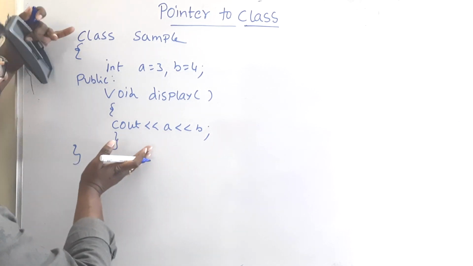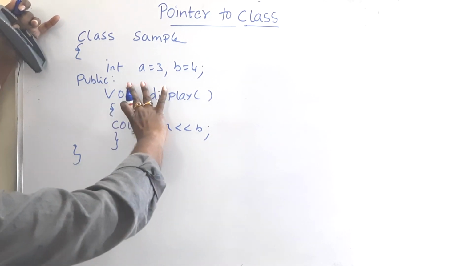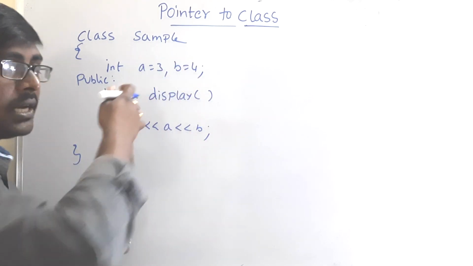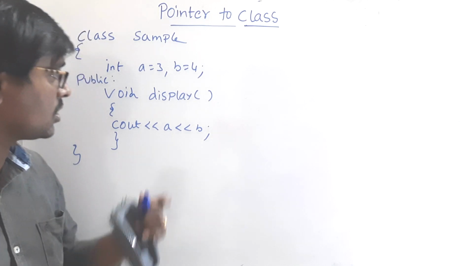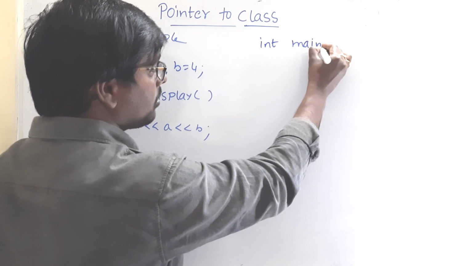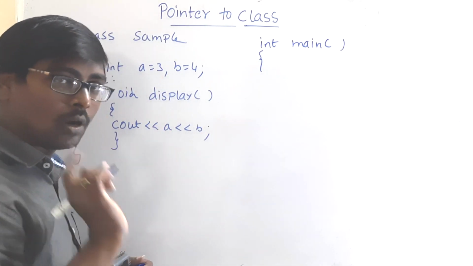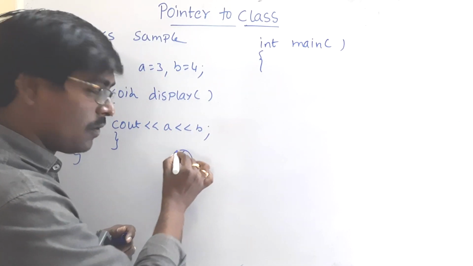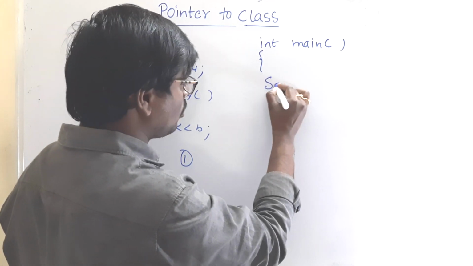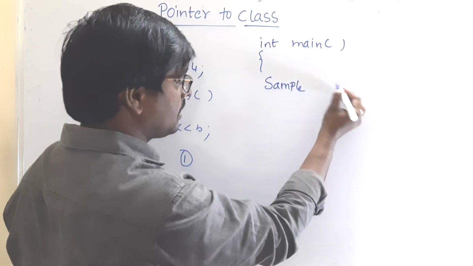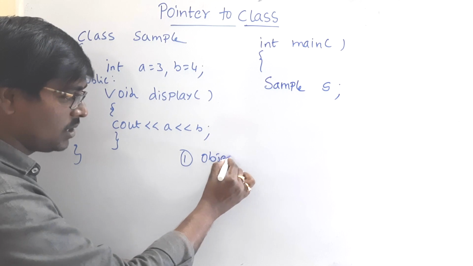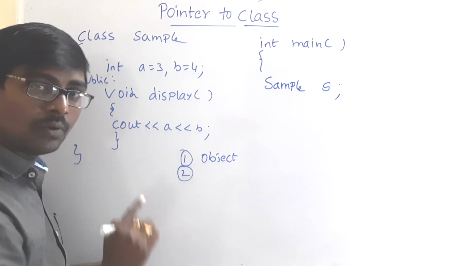Now whatever logic you want, simply write your own program. There is no constraint here. You can use any data members and any number of member functions. But the main important thing is within main. What are the steps you have to follow? Step 1: first we have to create an object. How to create an object? Sample s. An object is created.